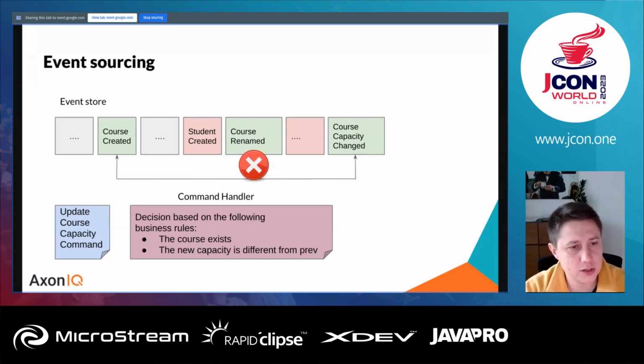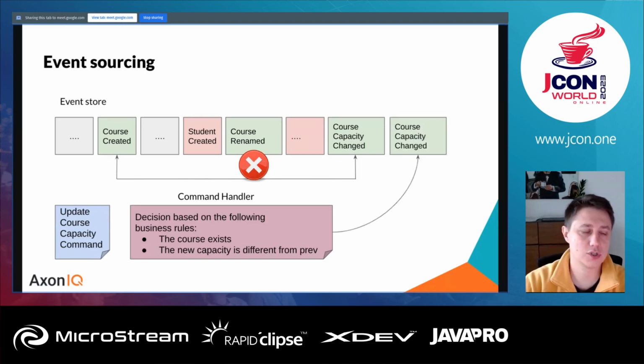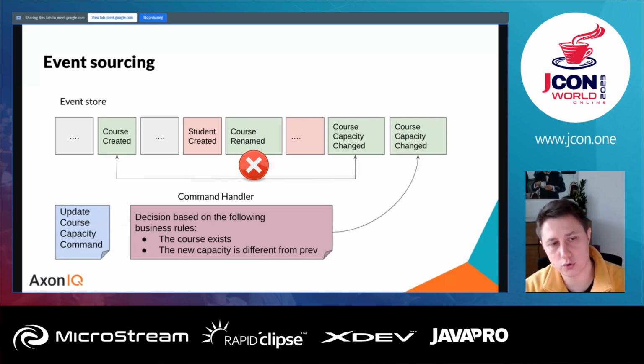So it essentially doesn't need this course renamed event. So let's try not to load it. Why would we load it if it is not necessary? So let's load only necessary events, make a decision, and as a consequence, we may decide, okay, let's publish a course capacity changed event, or let's not publish it depending on the outcome of our decision. But the bottom line is just focus on what we need.